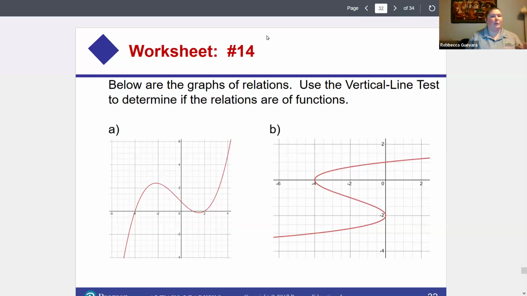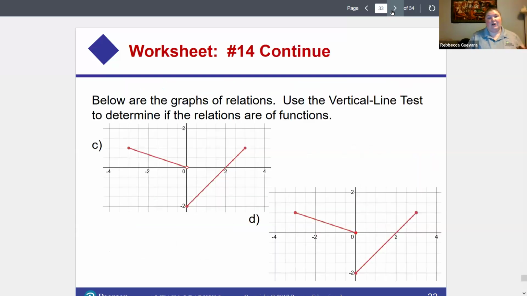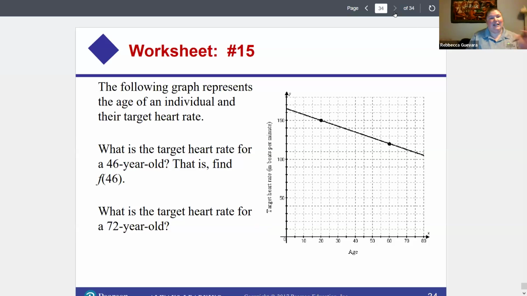So for your last few problems, we're just doing the vertical line test. Decide if these are functions or not functions using the vertical line test. Once again, these ones are a little tricky. There's one spot that's going to be a trick. See if you can catch it. And then this one here is not a vertical line test, but this is a last problem, sort of more of an application problem. Just seeing if we can read the graph.